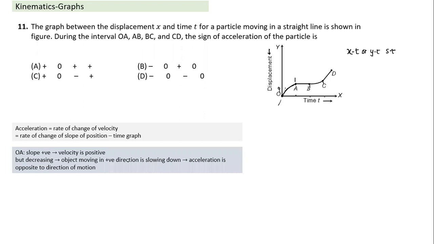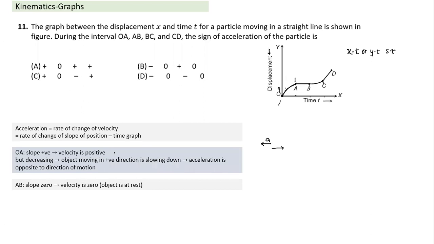What does it mean? From O to A, slope is positive. It means velocity is positive. But slope is decreasing. It means object is moving in positive direction and it is slowing down. So from this statement, that slope is positive and decreasing, it is equivalent to velocity being positive and decreasing. If velocity is positive here between O to A, and it is decreasing, it means acceleration is acting in the opposite direction. So what is acceleration between O to A? Is negative.